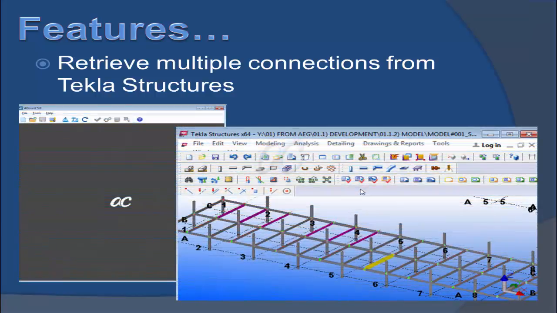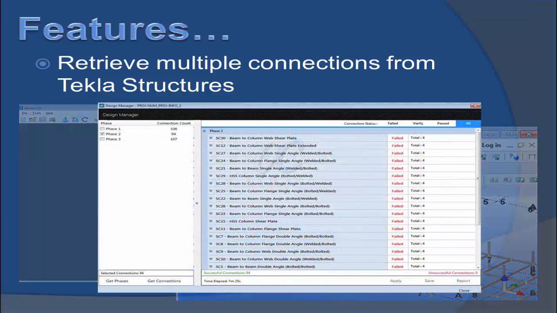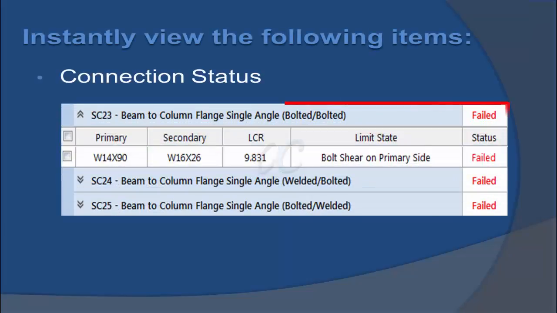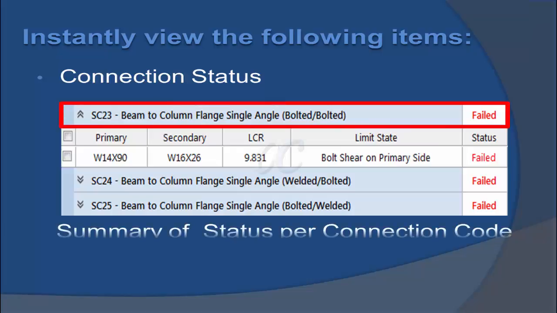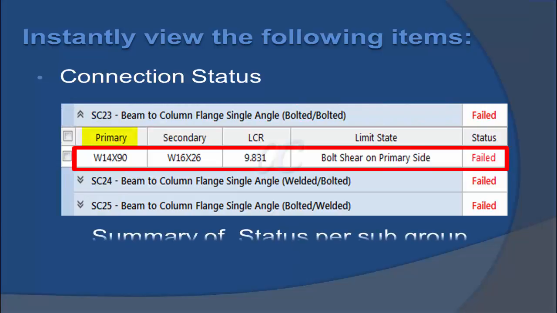Retrieve multiple connections by phase from Tekla Structures. With this, you can instantly view the following items. Connection status. In the Design Manager, connections are grouped according to connection code. Each connection then forms a subgroup based on similar primary member, secondary member, load capacity ratio, and limit state. Each of these groupings shall display a general status.